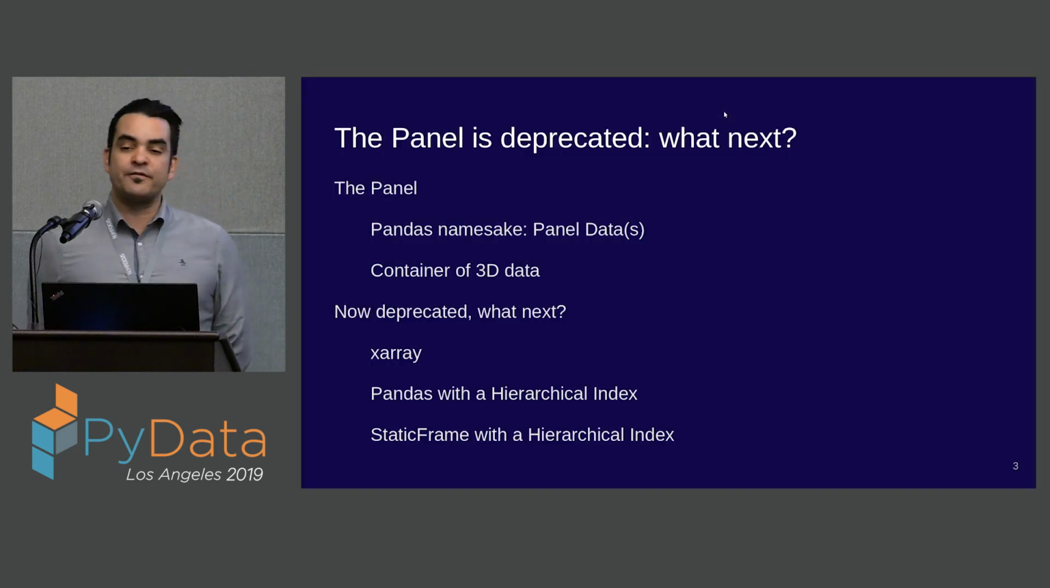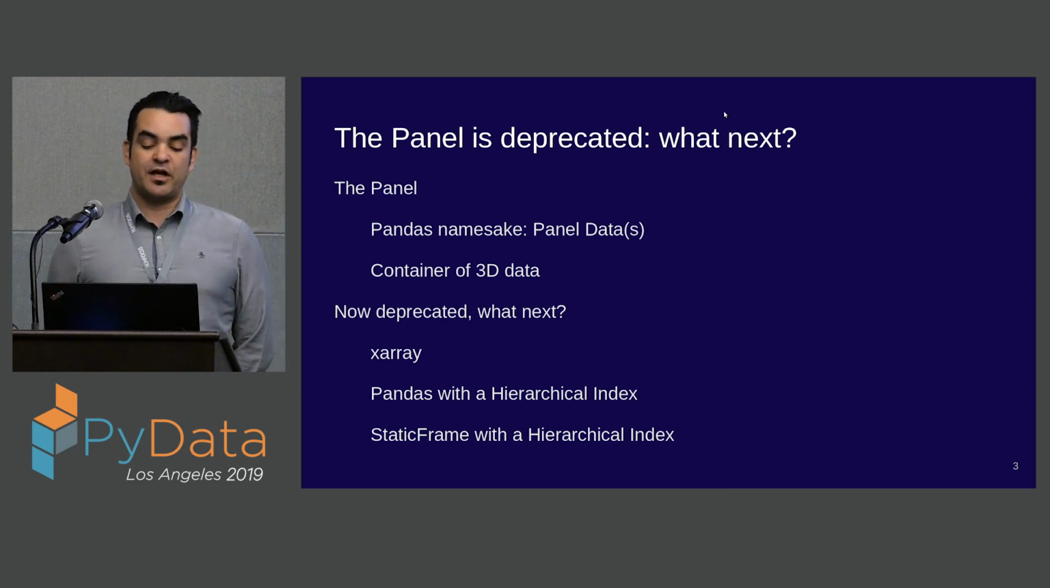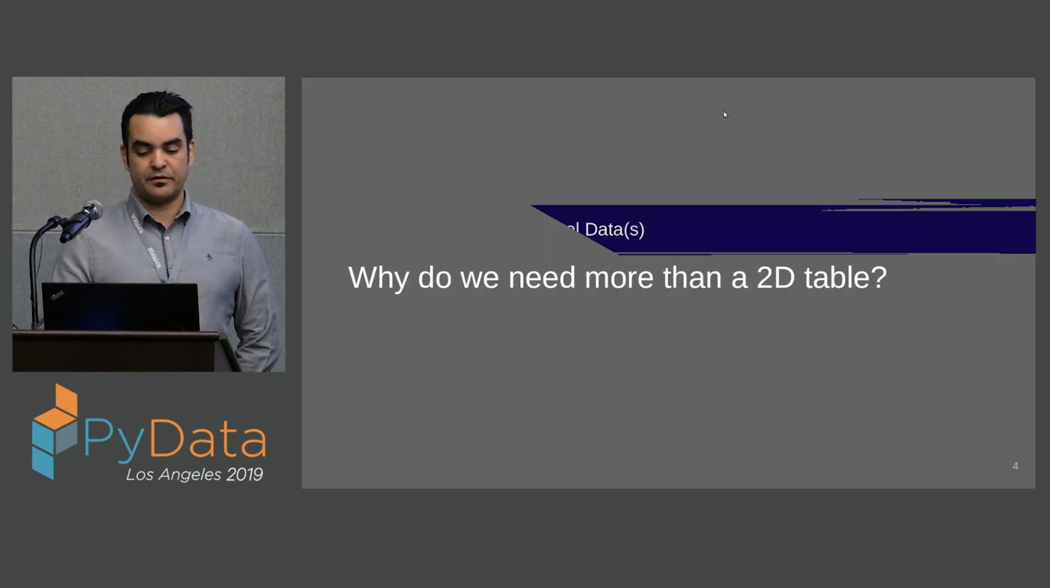So one of the points of departure for this presentation was the fact that the panel is deprecated, and I happen to have a lot of legacy code that uses the panel. The panel, if you don't know, is actually pandas' namesake, as far as I've heard. Panel data was combined to form pandas, and that's how pandas got its name. However, the panel is going away while it's still a useful container of three-dimensional data. So now deprecated, what do we do? There's a couple of options. There's Xarray, there's pandas with hierarchical indices, and there's Static Frame with hierarchical indices, and we'll look at these and compare some of the options we have between these.